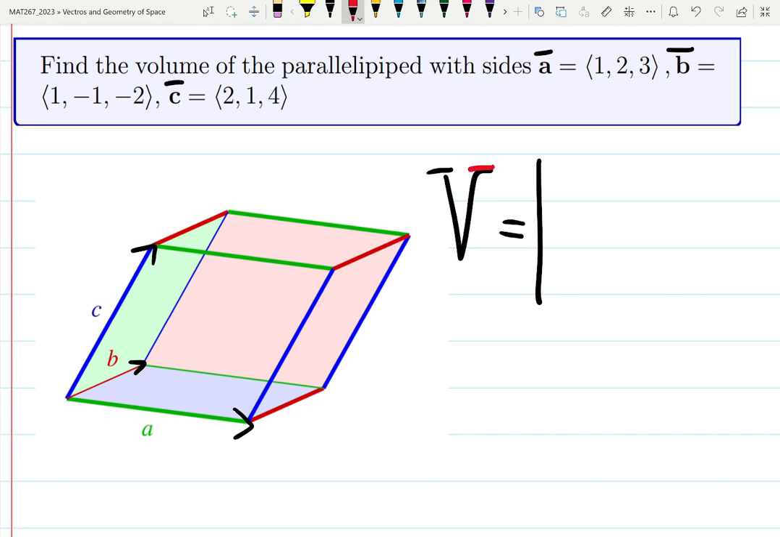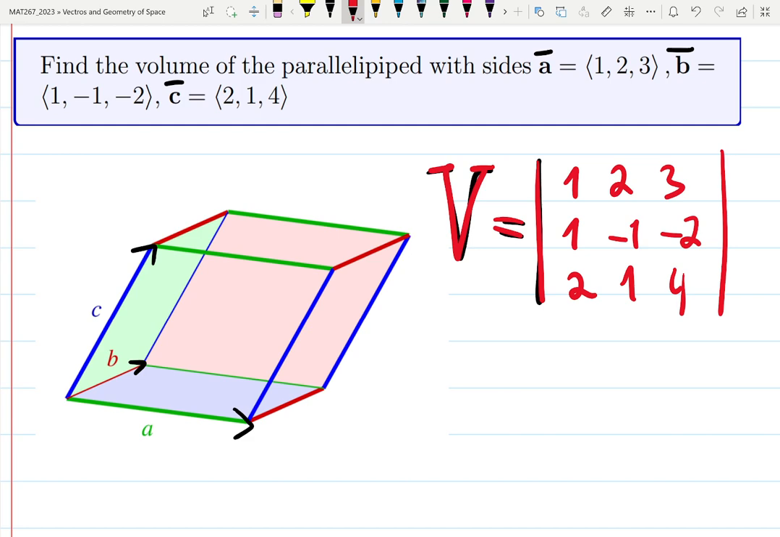Maybe let me put it in red. It's a formula. And you now put them all in: 1, 2, 3, 1, minus 1, minus 2, 2, 1, 4. So now it's not going to be a vector anymore. That's a number, which makes sense. It's a volume. So volume is a number after all.